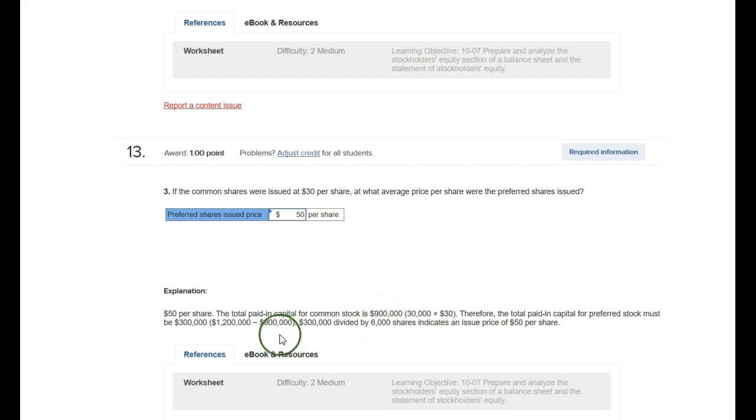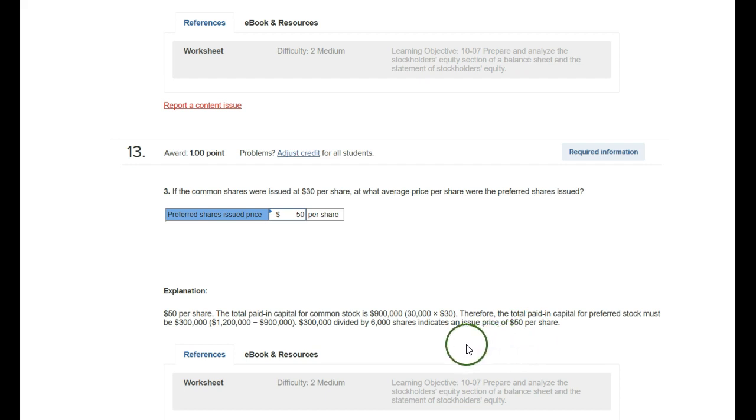And then what we do is take the 1.2 million here, take away $900,000, and so the amount that applies to the preferred stockholders is $300,000. So if you divide $300,000 by 6,000 shares, then you get a total issue price of $50 per share. That's the average amount the preferred stock was sold for.